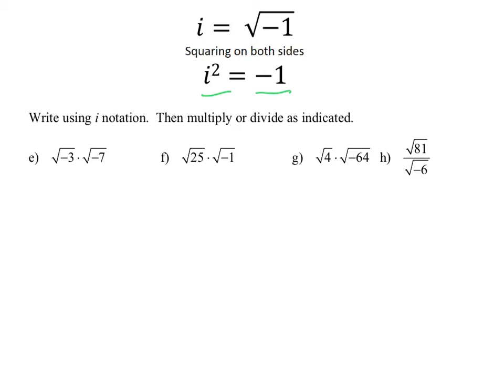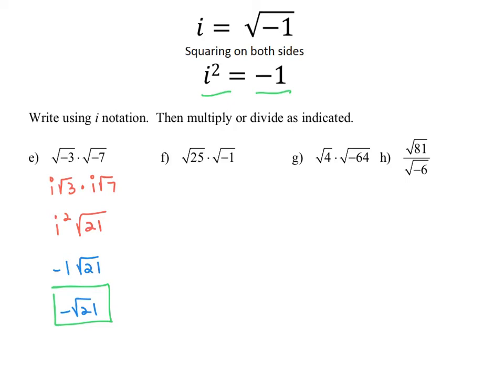So we have, in example E, the square root of negative 3 times the square root of negative 7, and this is the same thing as i times the square root of 3 times i times the square root of 7. And by multiplying, we get i squared times the square root of 21. Since i squared can be simplified to negative 1, we can write this as negative 1 times the square root of 21, or simply negative square root of 21 as our final answer.